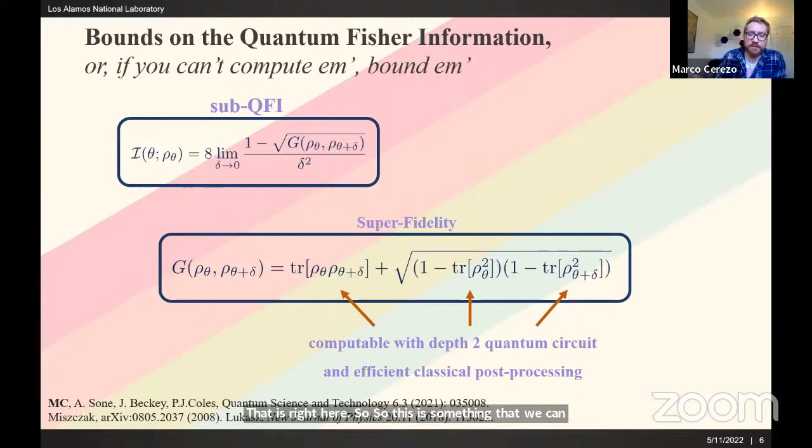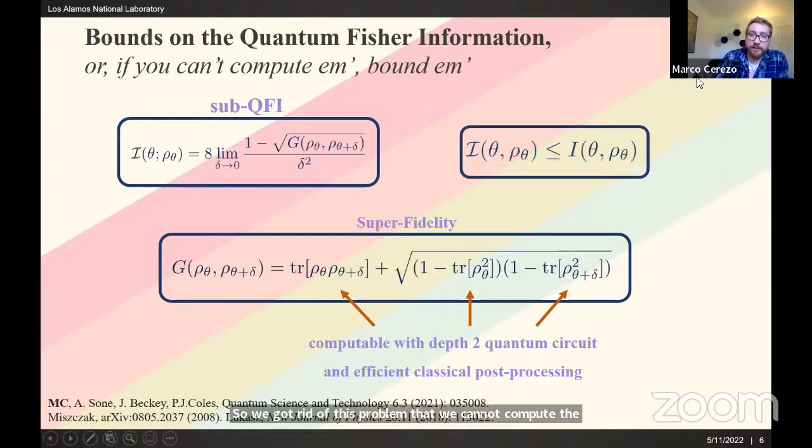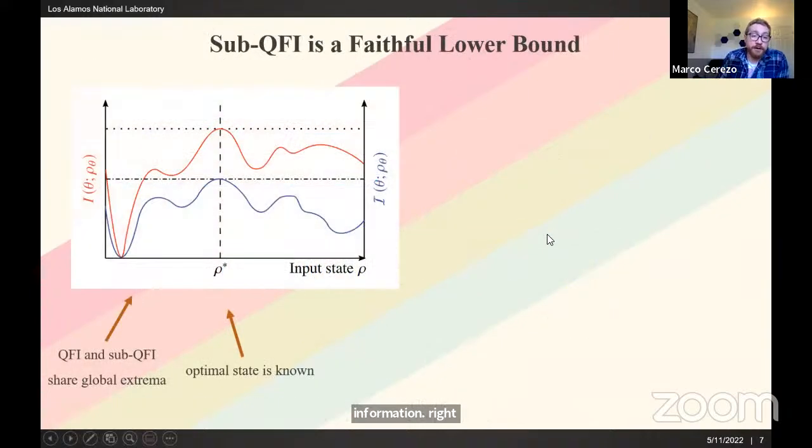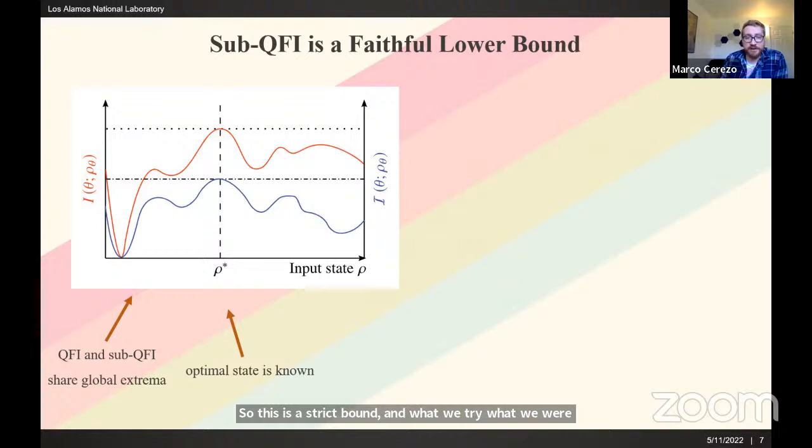So we got rid of this problem that we cannot compute the fidelity, right? And the next thing that we know is that because this is an upper bound for the fidelity, this quantity right here is always a lower bound for our true quantum feature information, right? So this is a strict bound. And what we were able to prove is that the sub-quantum feature information actually has some really nice properties that makes it a very faithful lower bound for the actual quantum feature information.